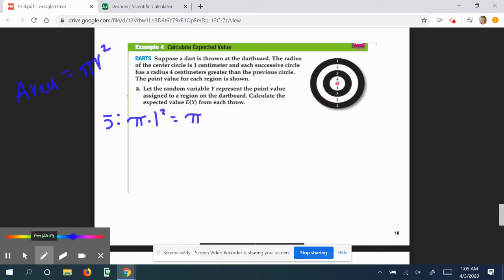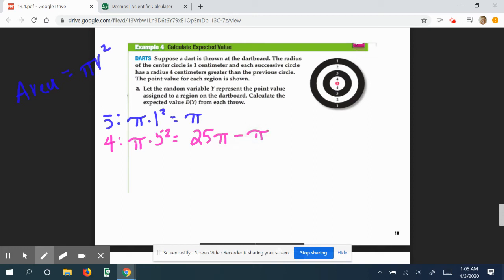Now, the next one, our 4-point. Okay, next one, 4 centimeters more. So pi times 1 plus 4 would be 5 squared. So that would be 25 pi, except it doesn't include the one little pi before it. So we're going to subtract 1 pi from it. So it's going to be 24 pi. Okay, boom, 24 pi.